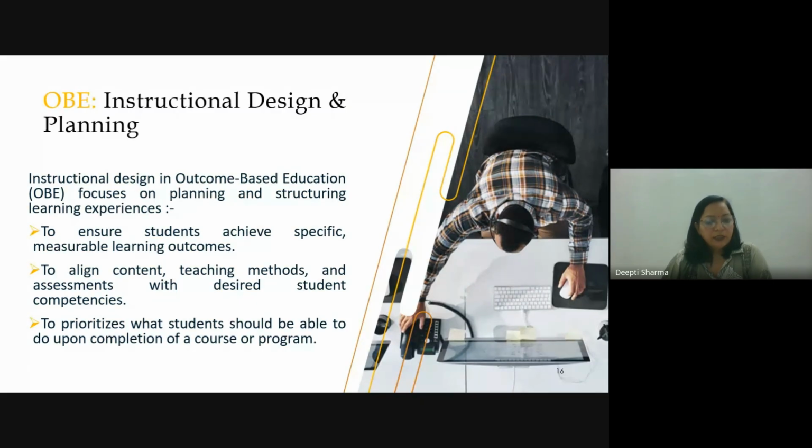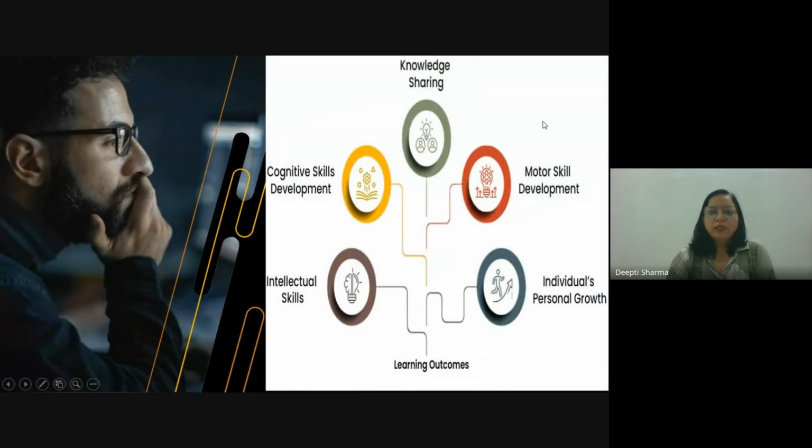To align the content, teaching method, and assessments with desired student competencies. I have already told you that each and every lecture and all the content we teach should map with these learning outcomes. And the assessment methods also, the examination, the quiz, and all the assessment components should map with these learning outcomes and the desired student competencies. And to prioritize what the student should be able to do upon completion of the course. So after completing the course, what should the student be able to perform or do? So these are the instructional design and planning tools.